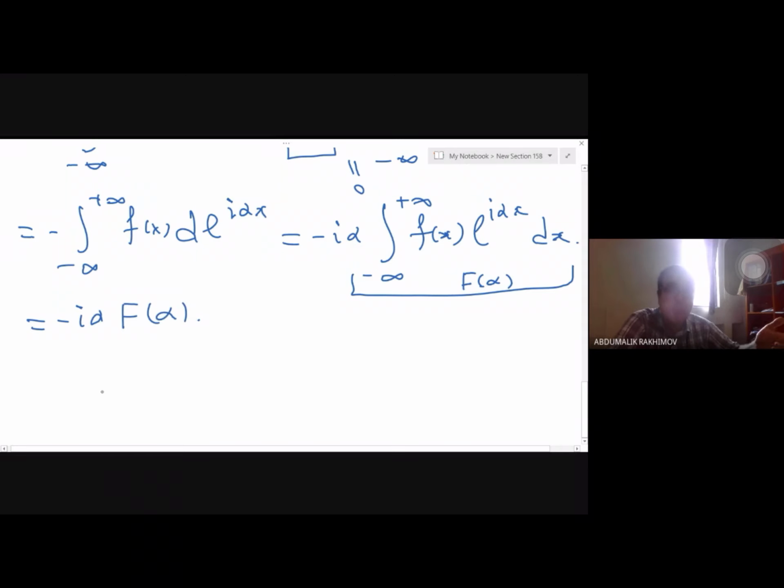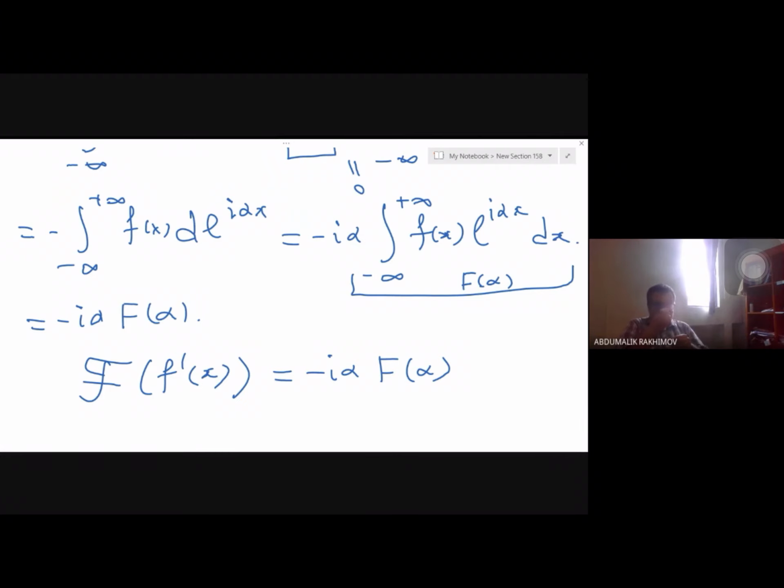So what we proved is the following. If you have a derivative of a function and you want to find the Fourier transformation of the derivative, then it is equal to minus iota alpha F(alpha). F(alpha) is the Fourier transformation of the original function f. Clear this formula? Okay.